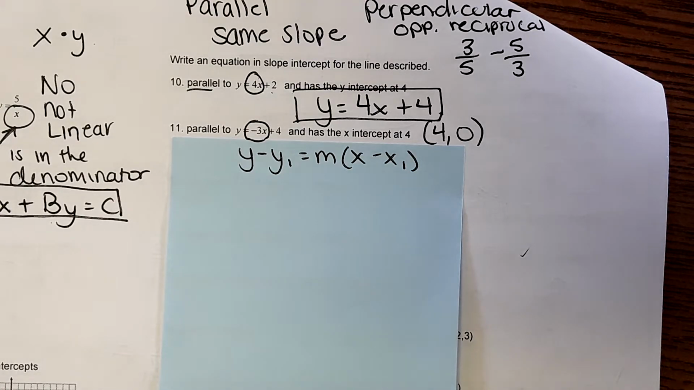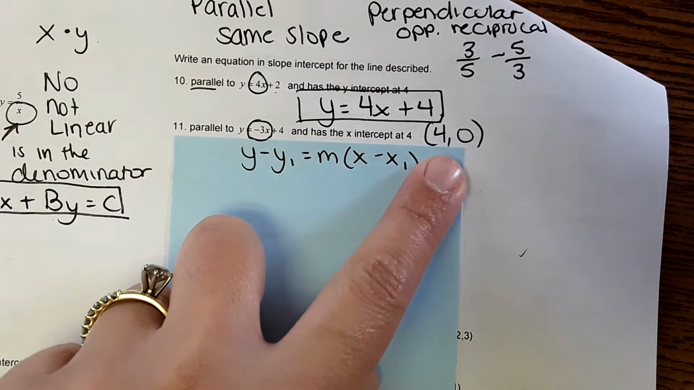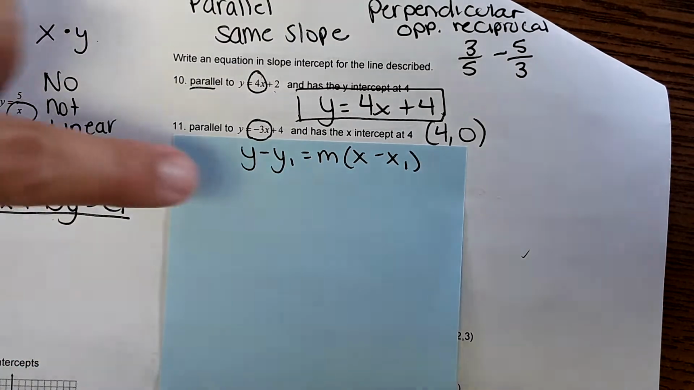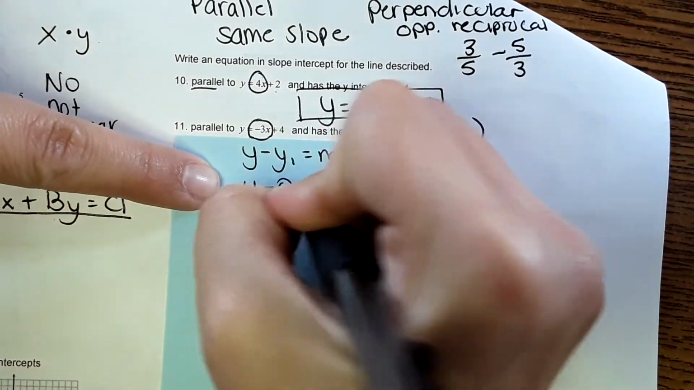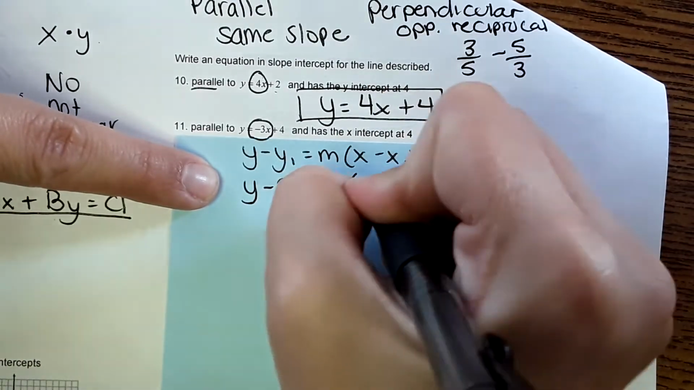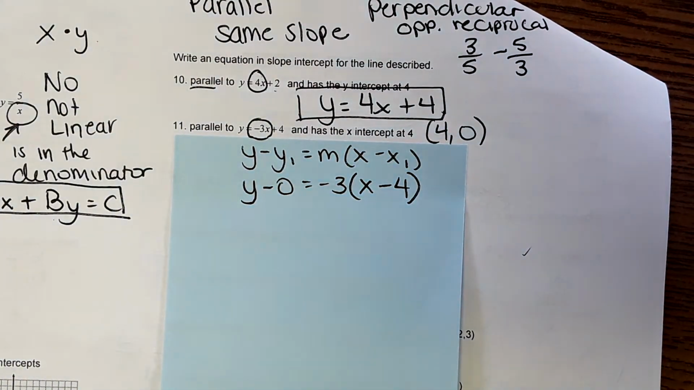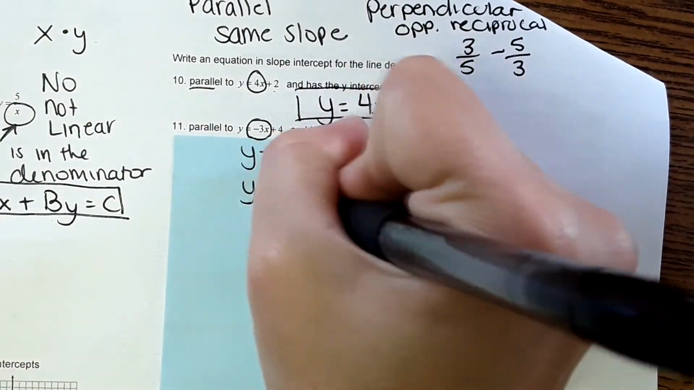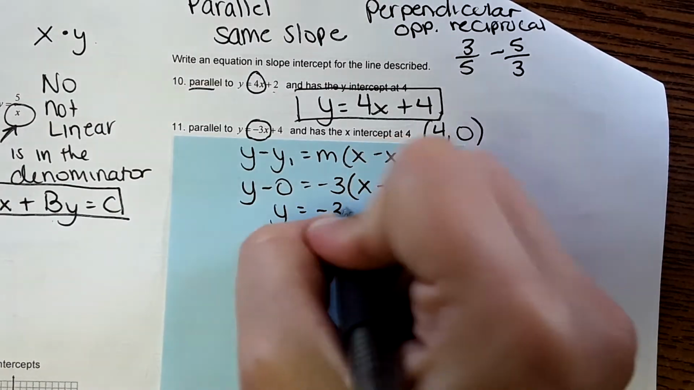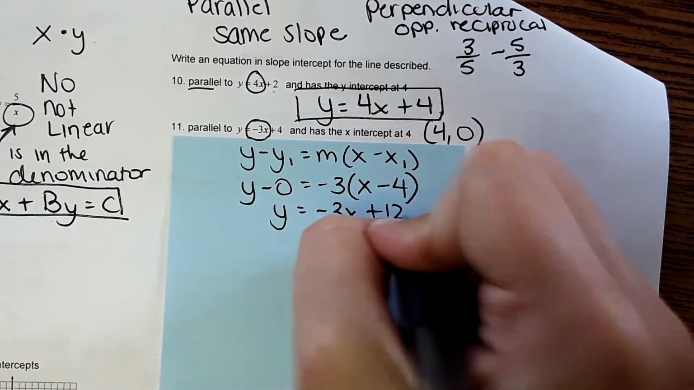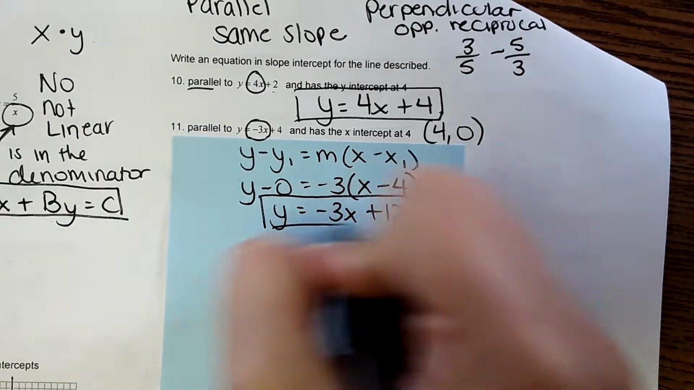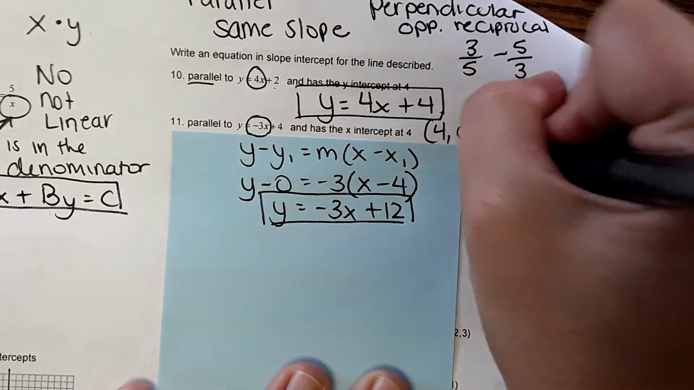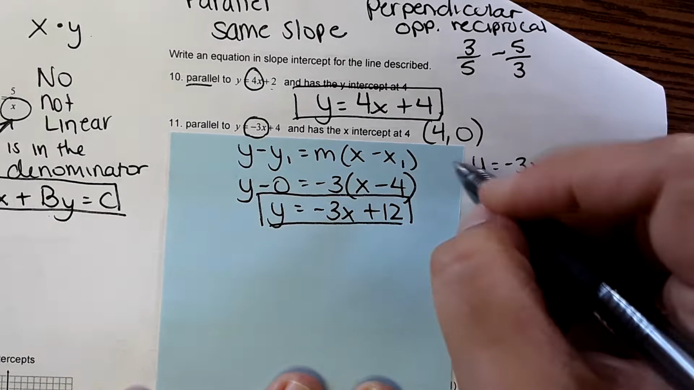And then from here, we're going to plug in our slope, which is -3, and then plug in our x1, y1. So y minus 0 equals -3 times (x minus 4). And then from here, we could just solve it for y, and we'll get our slope-intercept form. So y minus 0 is just y. -3 times x is -3x. -3 times -4 is 12. And in this case, we are done. So our formula is y equals -3x plus 12.